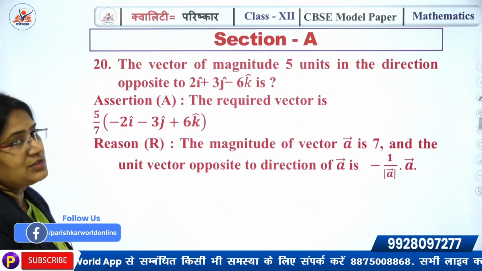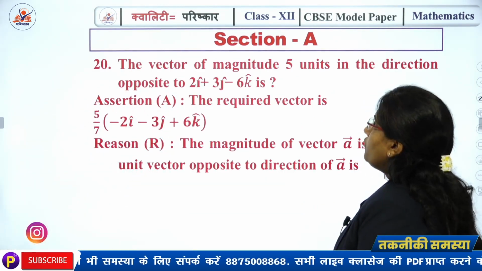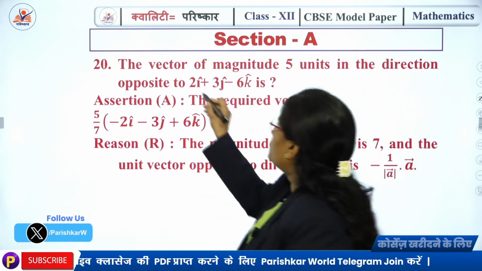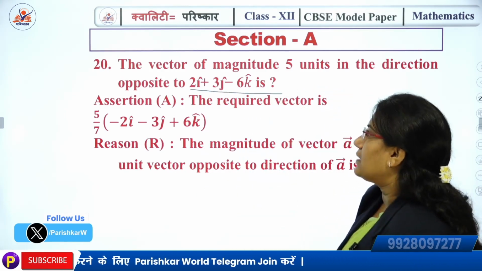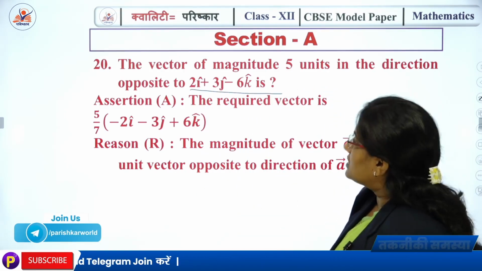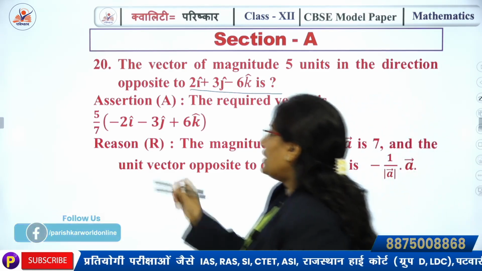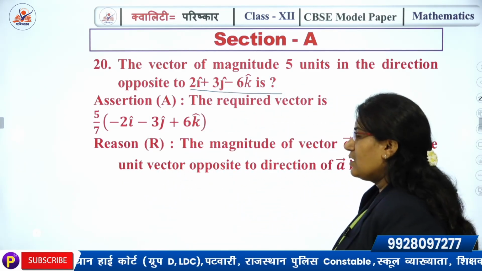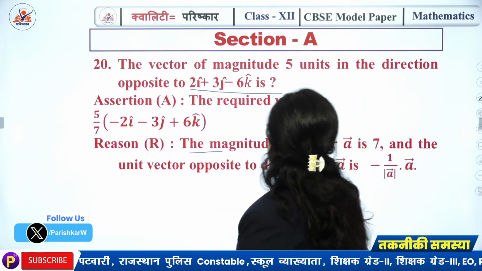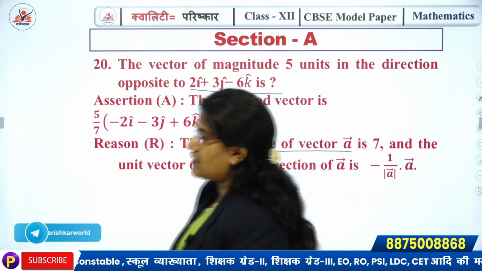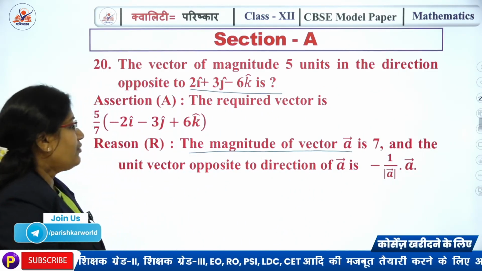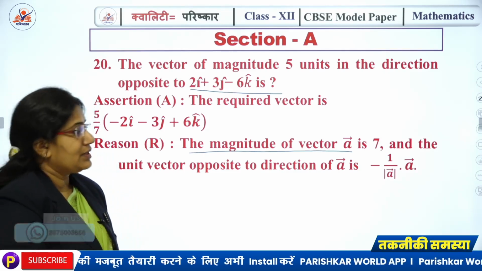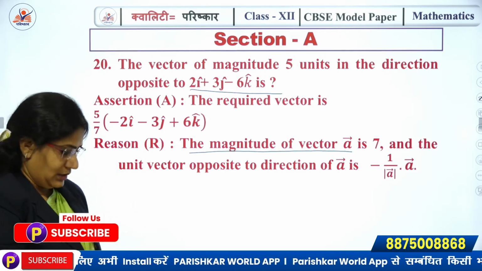Now let's come to the next question, number 20. The vector of magnitude 5 units in the direction opposite to the vector 2i cap, 3j cap, minus 6k cap is. Given assertion is: the required vector is 5 upon 7 times (minus 2i cap minus 3j cap plus 6k cap), and the reason given is: the magnitude of vector A is 7 and the unit vector opposite to the direction of vector A is minus of vector A upon magnitude of vector A.